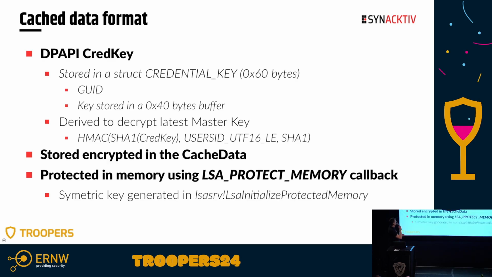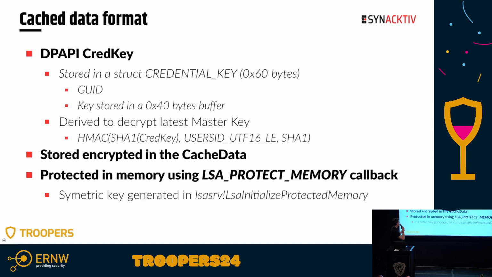A few words about the DPAPI key. It's stored in a structure named credential key. It's a blob of 0x60 bytes, so it contains a GUID as well as the key, which is stored in a 0x40 byte buffer. This DPAPI key will be used to derive another key, like the latest master key. To do that, we'll use the HMAC function. As an input, we will use the SHA-1 of the key, and we'll also use the user SID.